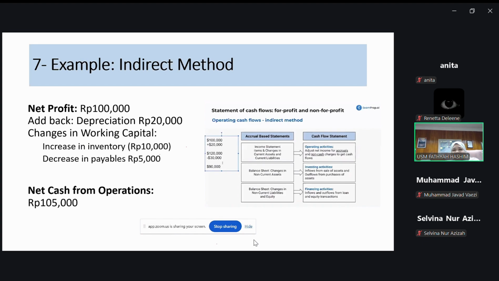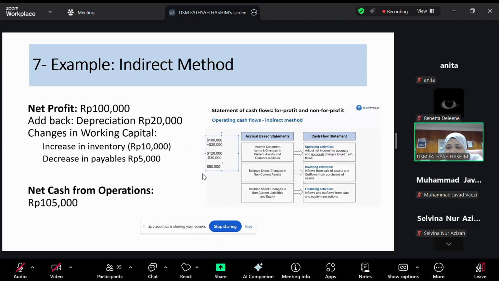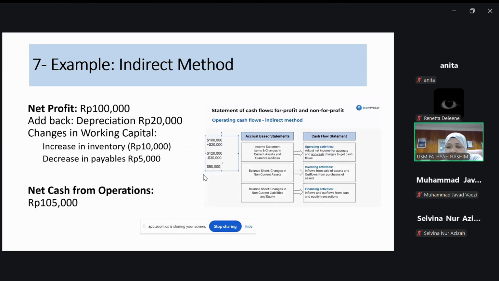Okay. So let us look at an example of the indirect method. Let's say you have a net profit of 100,000. In the income statement it shows 100,000, and then you have depreciation of 20,000. Depreciation is a non-cash item, so you need to add it back. Your profit is understated in terms of cash by 20,000, so you add back and it becomes 120,000.